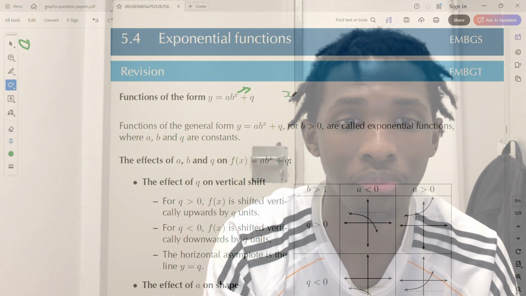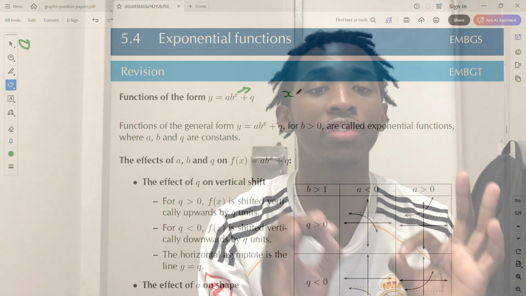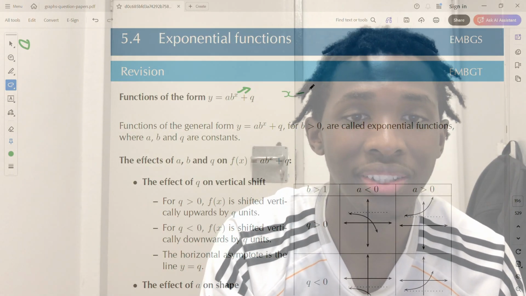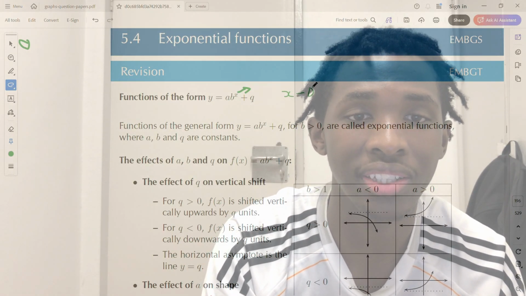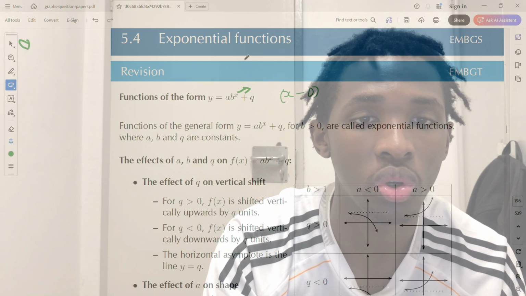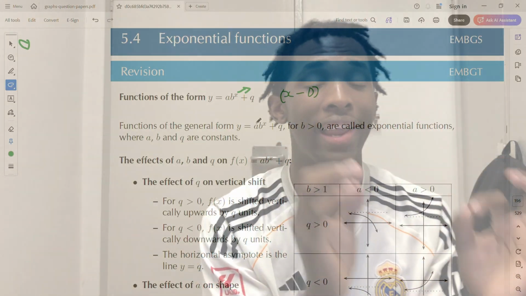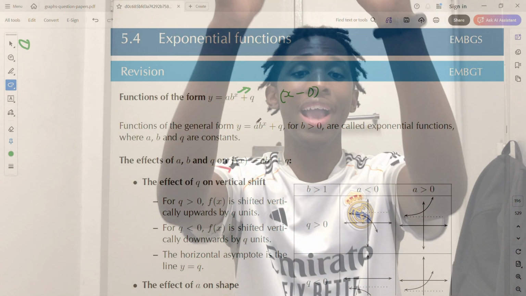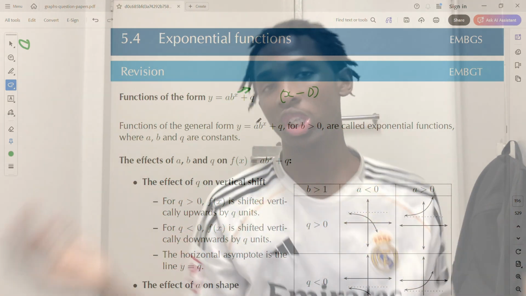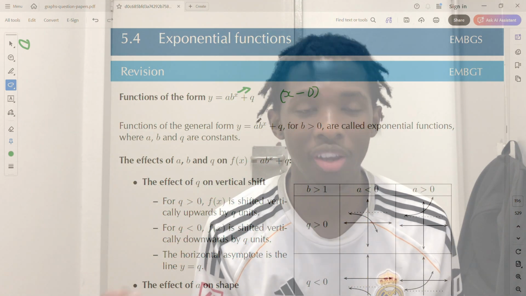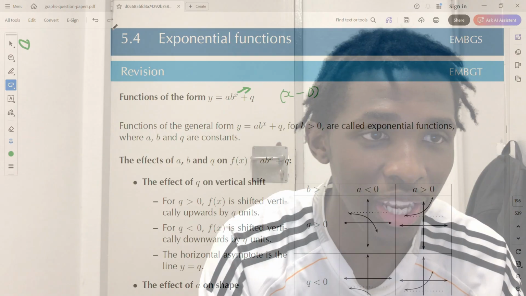But you can think of this as minus 0 instead of there being nothing. There's always a value. This is my first time doing this. So it's a times b to the power of x minus 0. Don't say it's just nothing. Plus q.